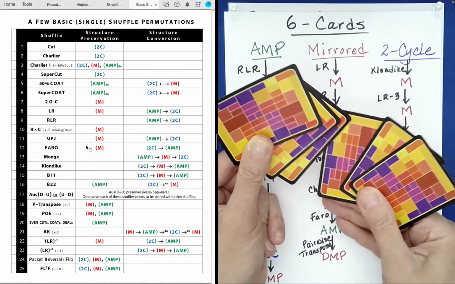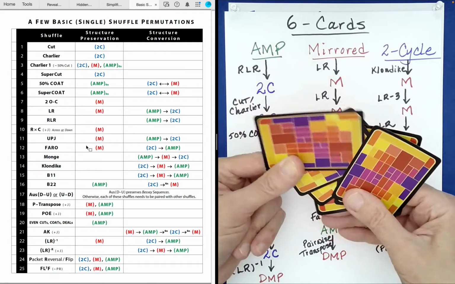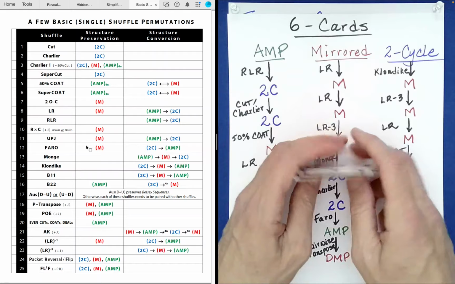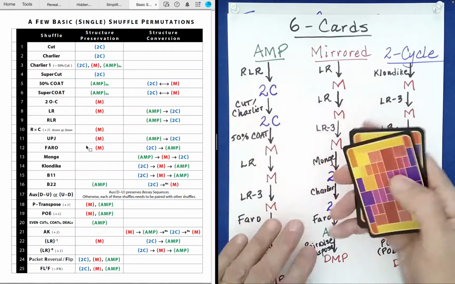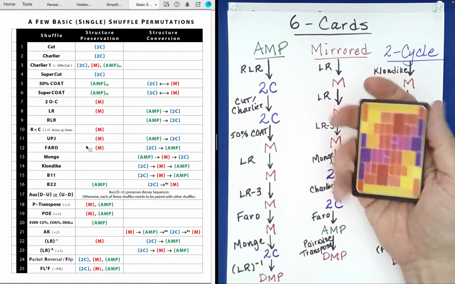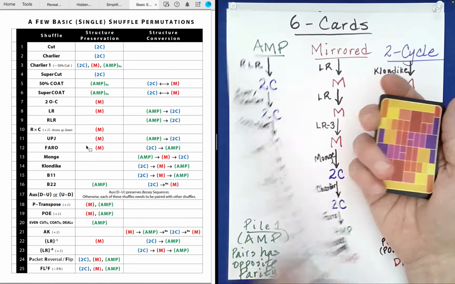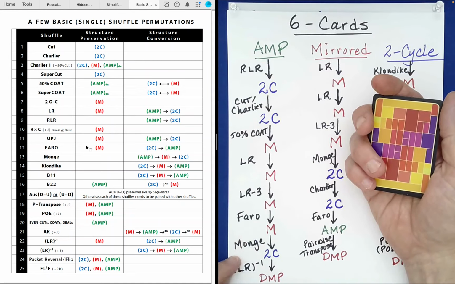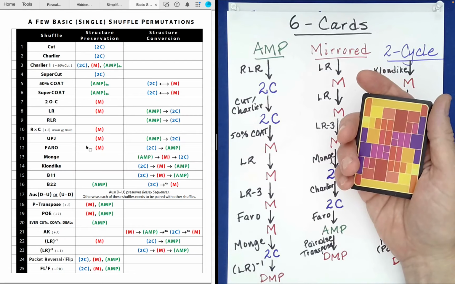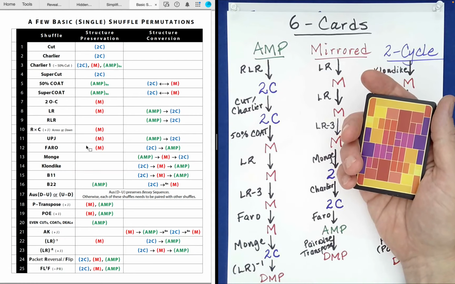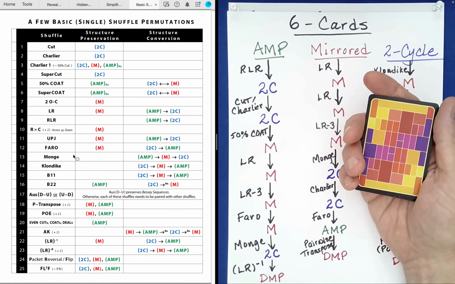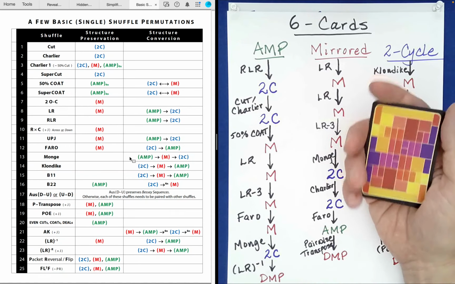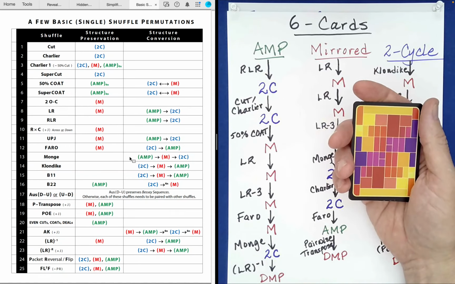So I'll go ahead and perfectly interlace these. Okay, there you go. So that's a Pharaoh shuffle. And so this is still mirrored relative to the special characteristics that we made note of, right, for pile 1. And then we're going to do something called a mange. So that's line 13. And this is a powerful shuffle as well. It will take you from an AMP to a mirrored and from a mirrored to a 2-cycle.